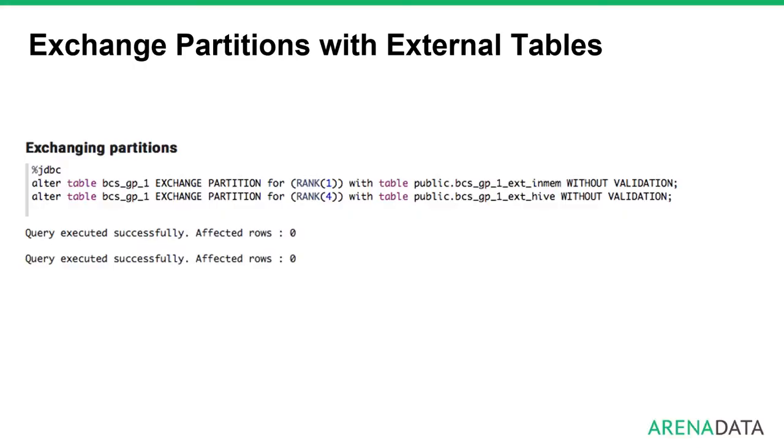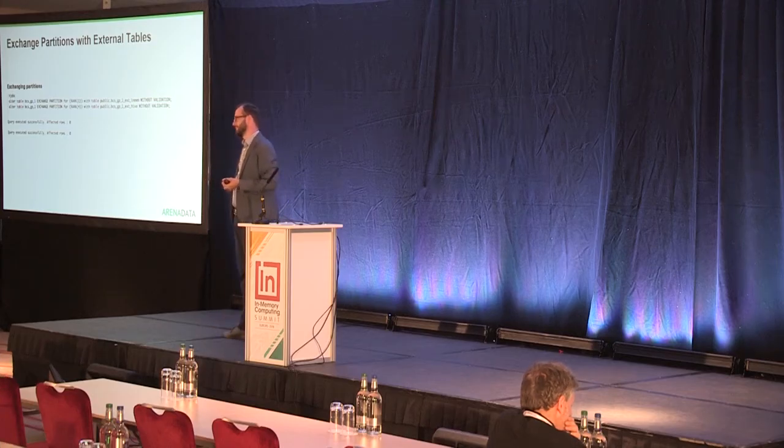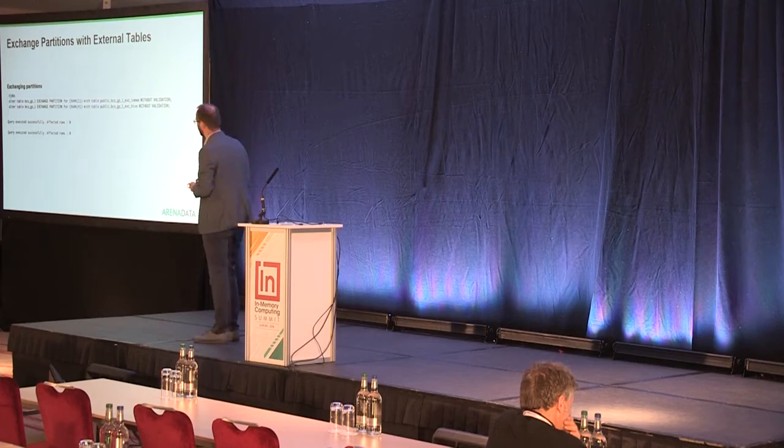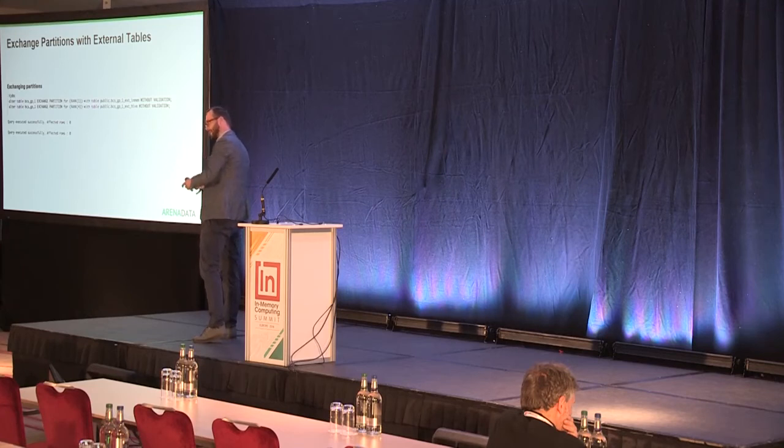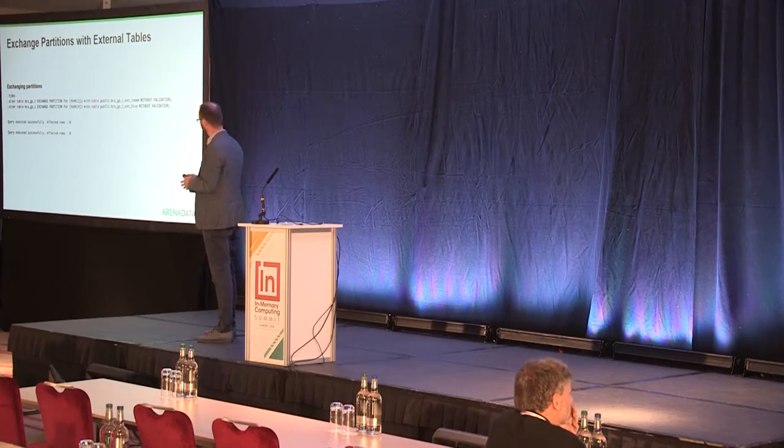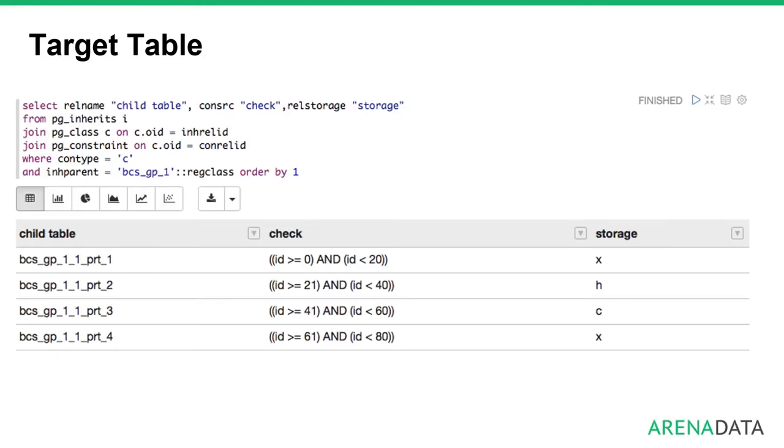And here is a little bit of magic, because currently it is necessary to do these steps to have polymorphic external partitions in Greenplum. As you can see here, we just exchange the existing partitions of Greenplum with external tables in memory and in Hive. And if we query the Postgres catalog, here is a simple query selecting the metadata about the table from the Postgres system catalog.